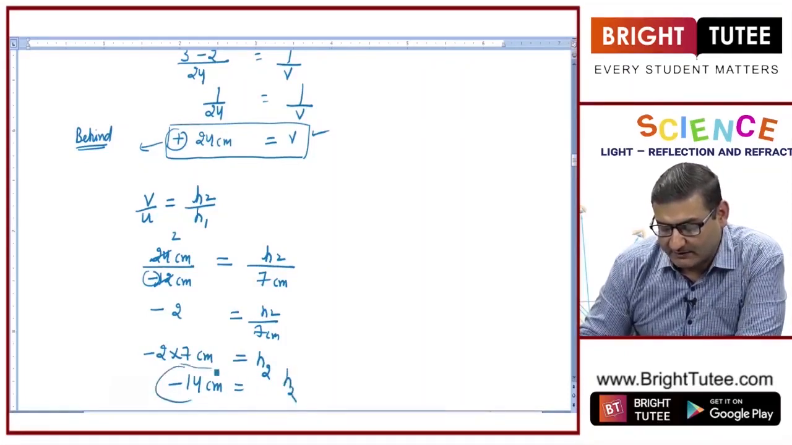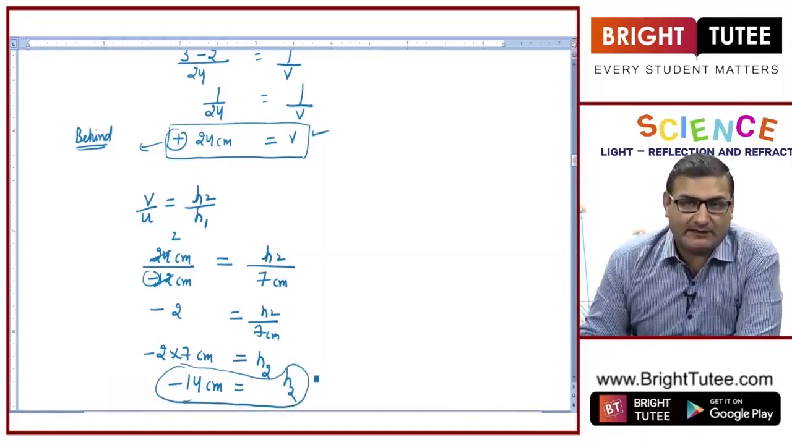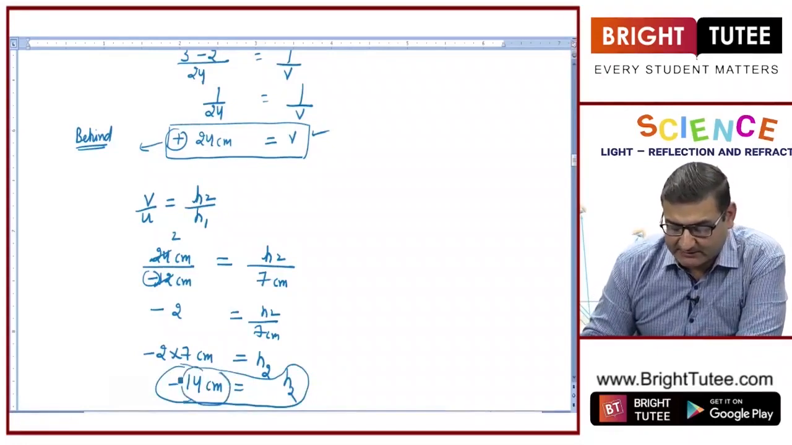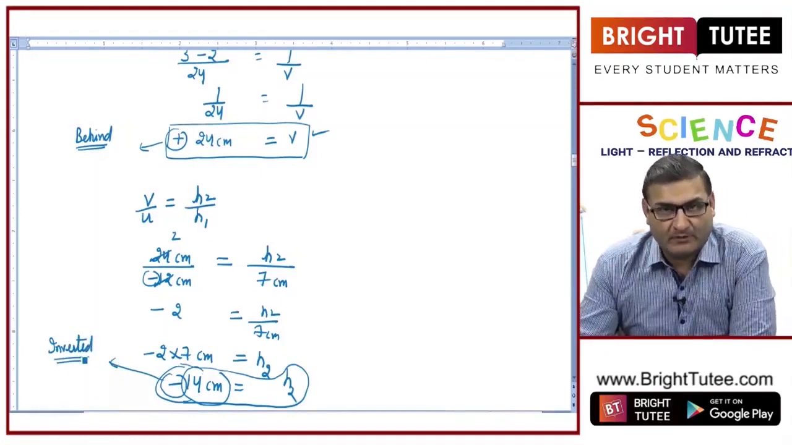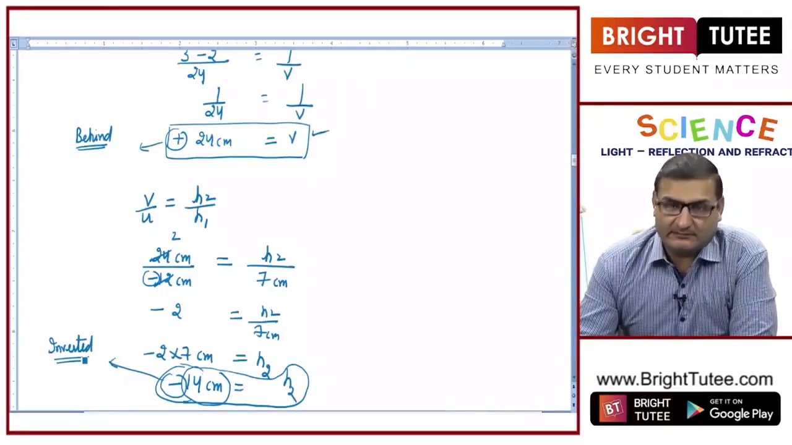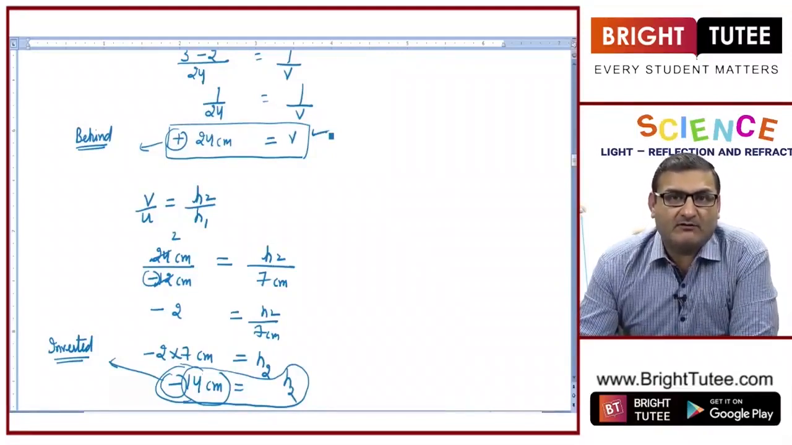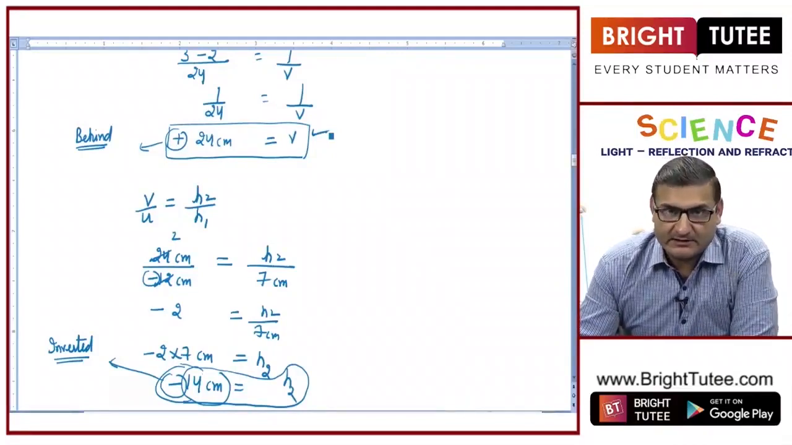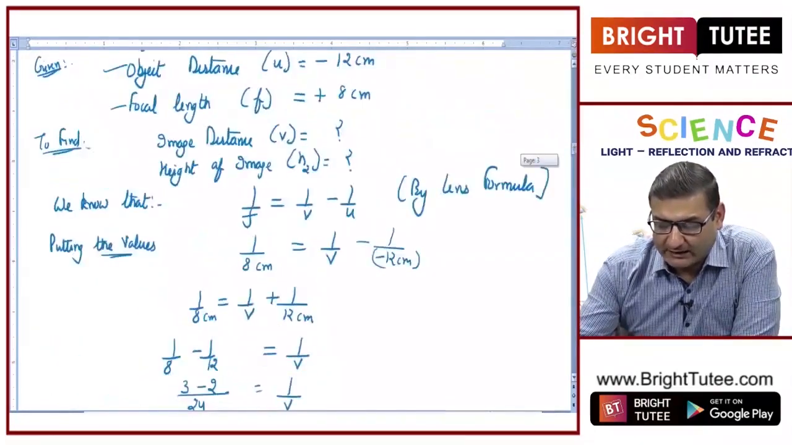This is our H2. Now H2 signifies the height of the image, which is 14 centimeters, and this minus sign represents that this is an inverted image. Got it? So this is an inverted image, and as per our previous knowledge, we know that inverted images are always real images. So in the question, what was I being asked to find?